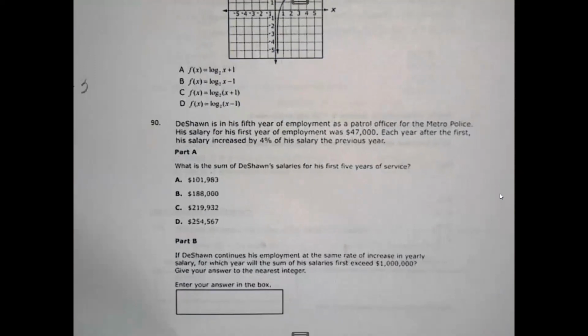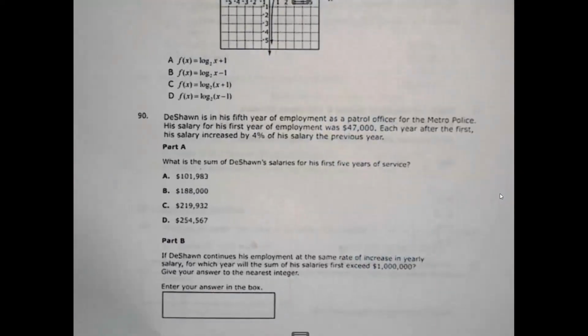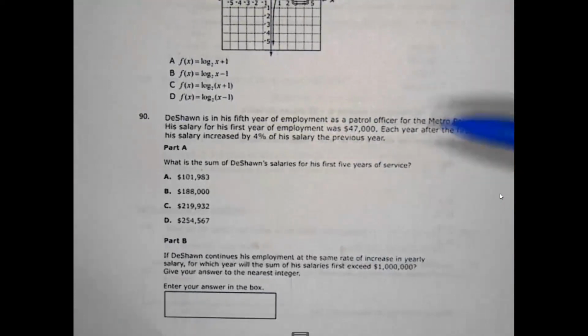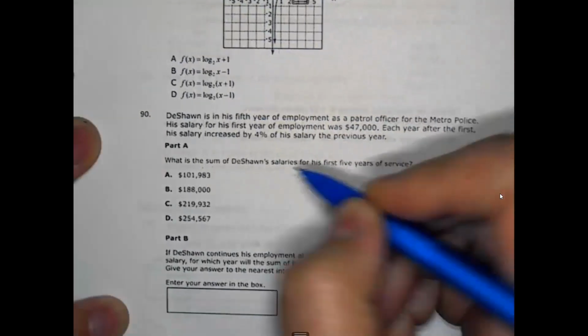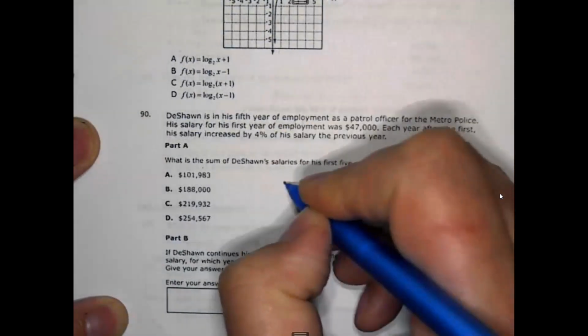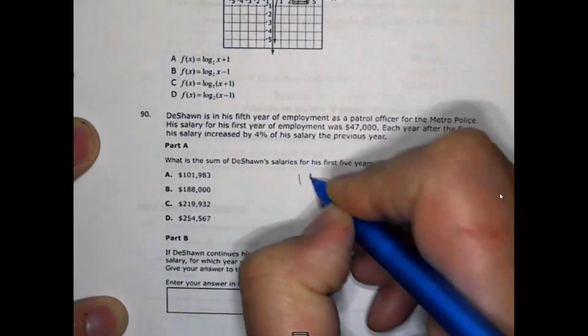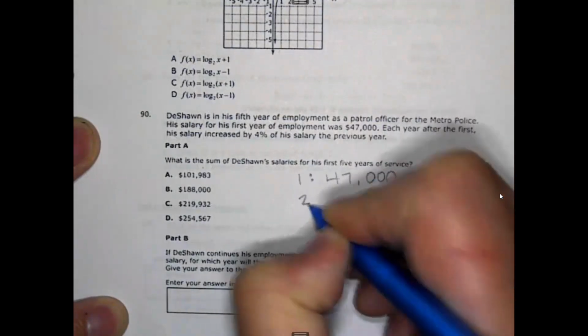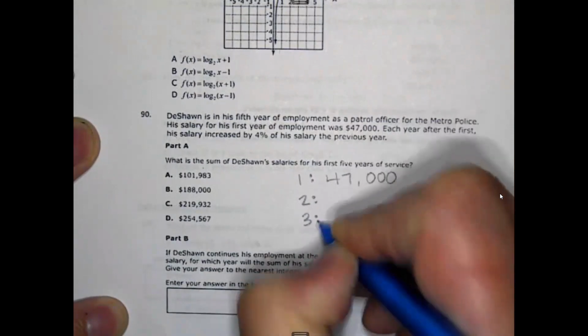So it says that Deshaun is in his 5th year of employment as a patrol officer for the Metro Police. His salary for the first year of employment was $47,000, and each year after the first, his salary increases by 4% from the previous year. So for his first year, he's got 47,000, and we want to know the 5th year.